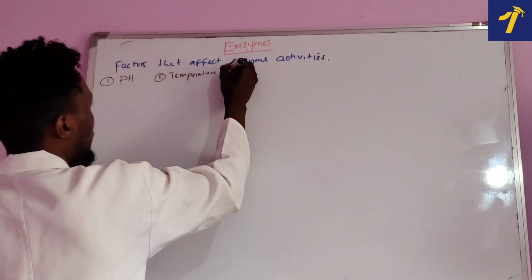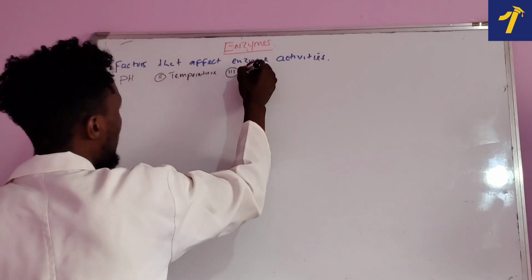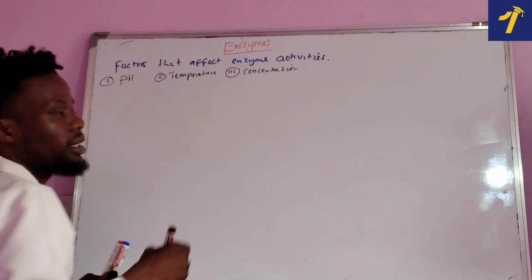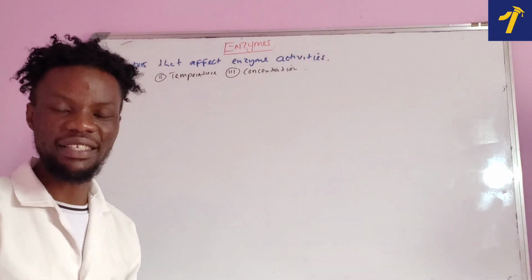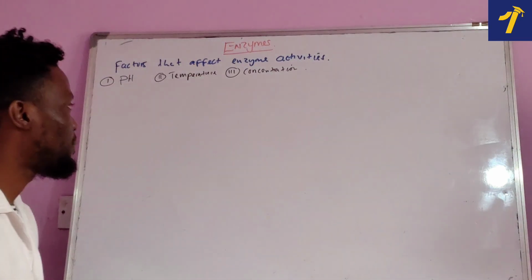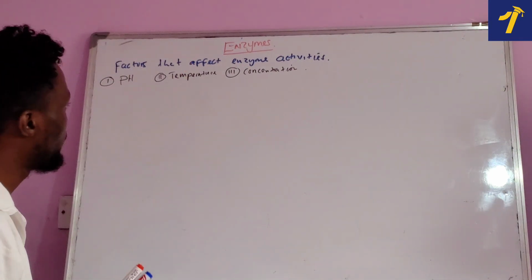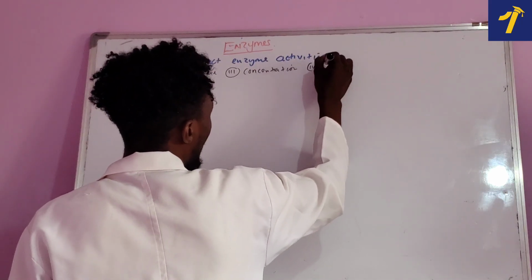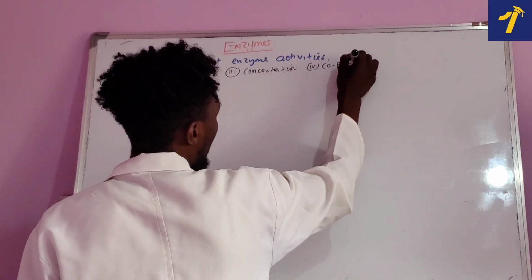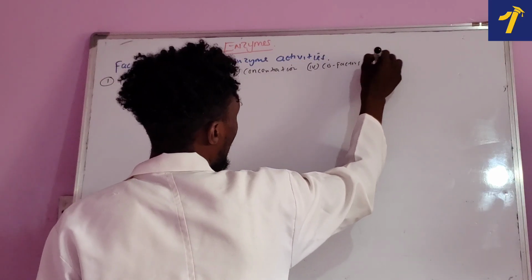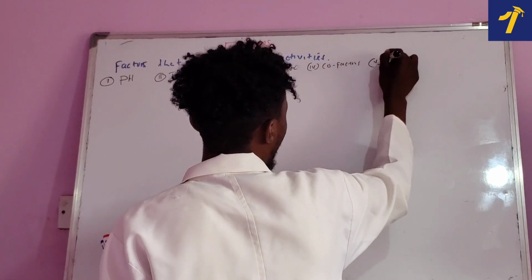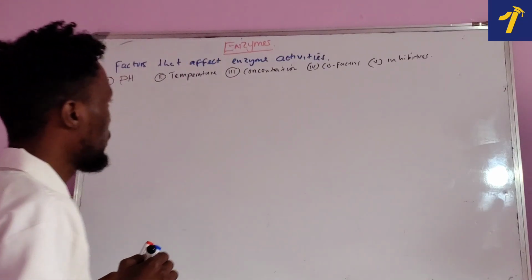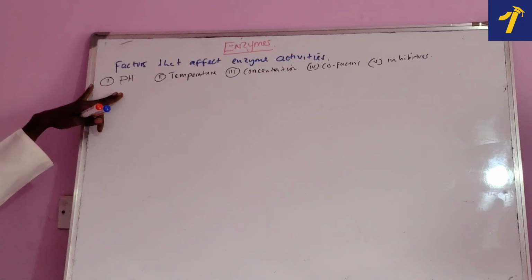Then the other factor, remember, will be concentration. Remember that the higher the concentration, the higher the rate of enzyme activity. That's something that we always talk about. And there are other various factors that can affect this, like the cofactors that we'll talk about. Cofactors. And number 5, inhibitors. We'll talk about that. So now let us start with the pH.